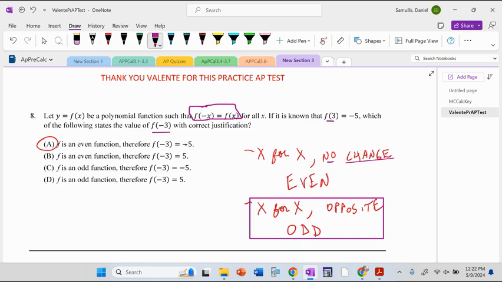All right, and then that last one, if they said it was odd, or if they said f of negative x equals negative f of x, then this would be true. The opposite of x produces the opposite of y. But it doesn't, so that's not the answer. Just giving you some more.